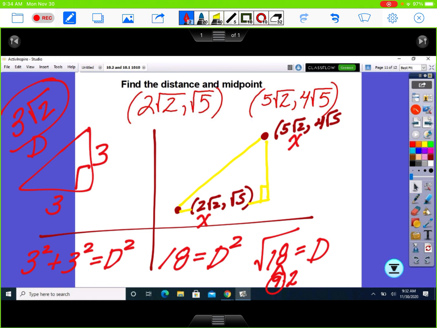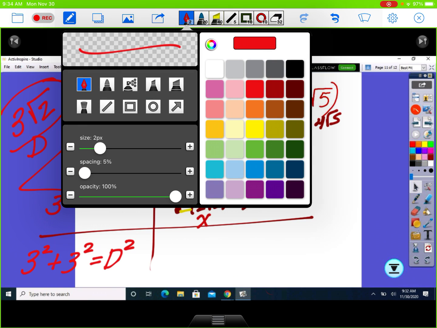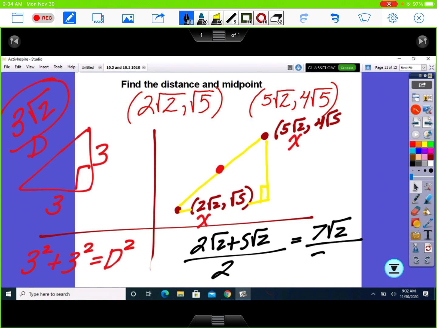So now let's find the midpoint. We know it's about right there somewhere. So I think maybe thinking in averages is going to be the easiest for this one. To find the average, you would add up your x values, 2 root 2s plus 5 root 2s, and then after that, you would cut it in half. 2 root 2s plus 5 root 2s is how many root 2s? 7 root 2s, right? We don't change the root 2 part. All over 2. 7 root 2 over 2 doesn't simplify. Let's leave it as an exact answer. 7 root 2s divided by 2.